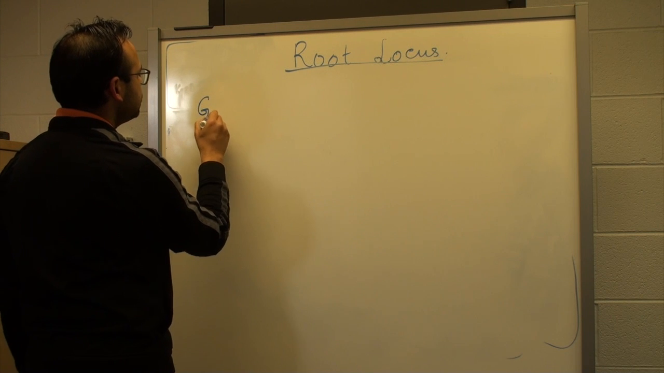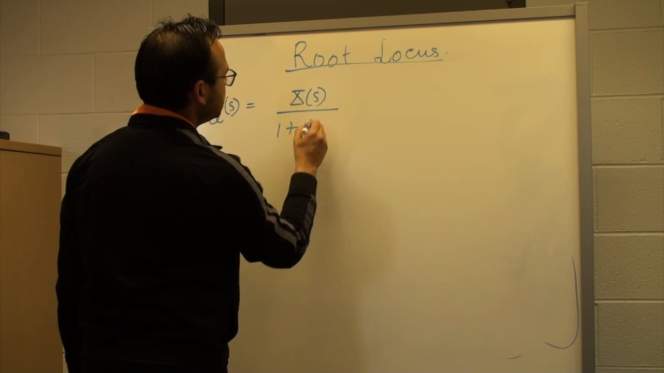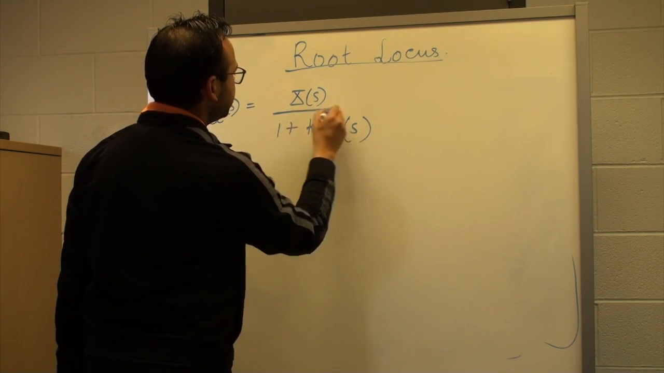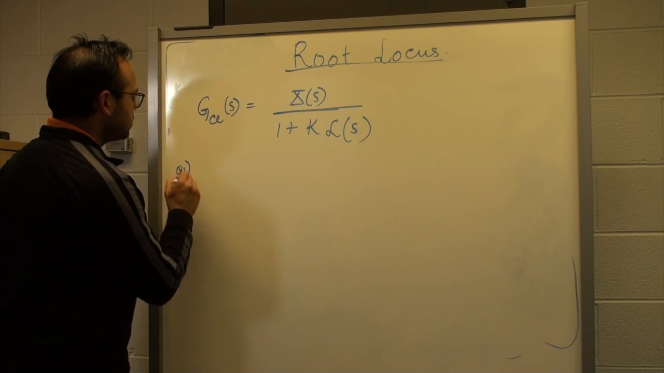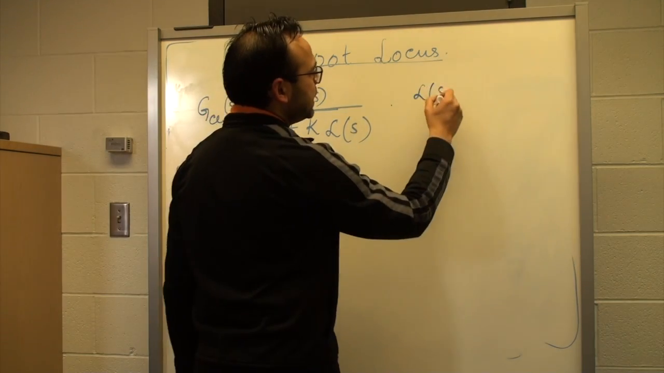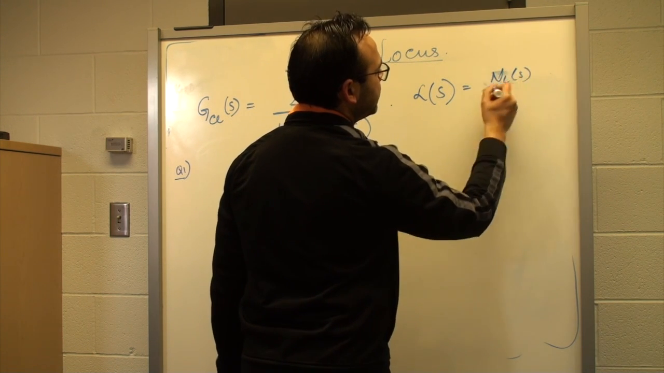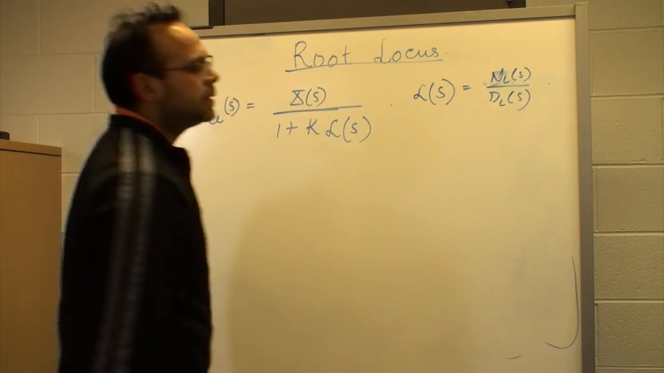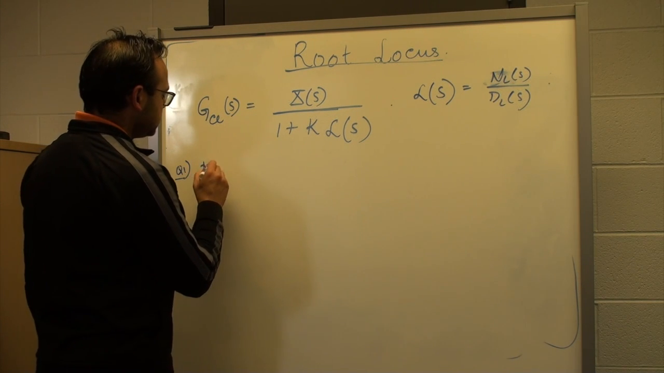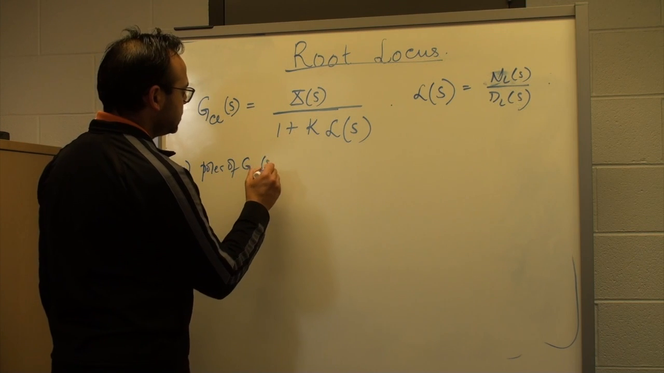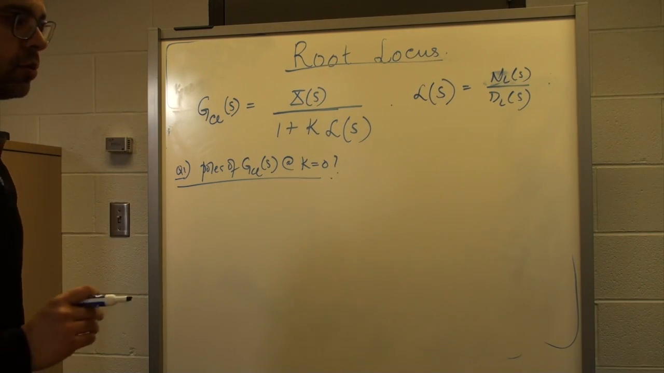So we have our closed loop transfer function in the root locus friendly form. So the first question is, I'm going to write L(s) as a numerator over a denominator, N_L over D_L. It should not contain K. So question one: poles of G_CL at K equal to zero. That's where you start plotting the root locus.